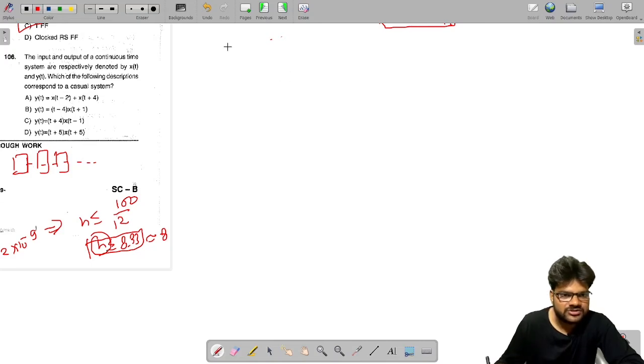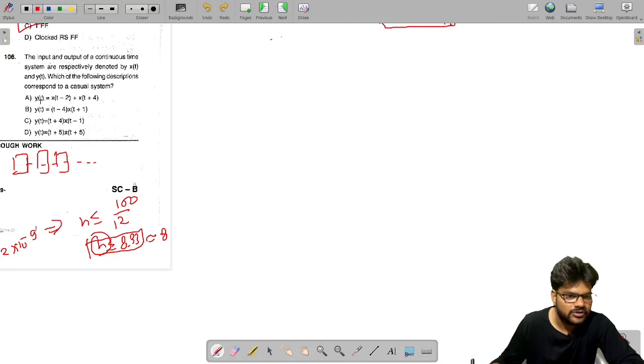So for a causal system, we know output has to be a function of, or we can say that output has to depend on either the past value of input or present value of input. Okay, so for option A, if you check y(t) equals x(t plus 4), so this is depending on future value of input.